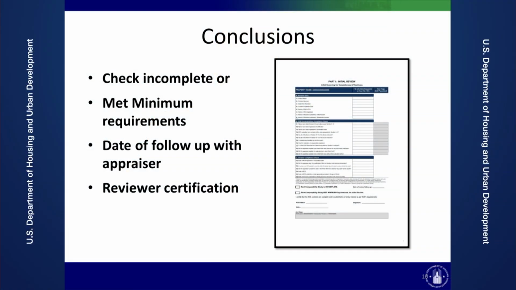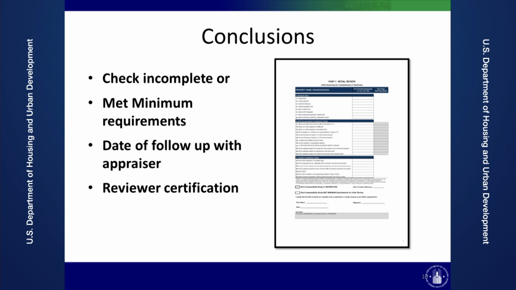The last part of this, again at the bottom of the initial review, calls for the person who's undertaking the initial review to make some decisions. They need to check whether or not the study was complete, incomplete, or meets minimum requirements. Then they sign it, date it, and decide on what further action needs to be taken. This is at the bottom of that first form.